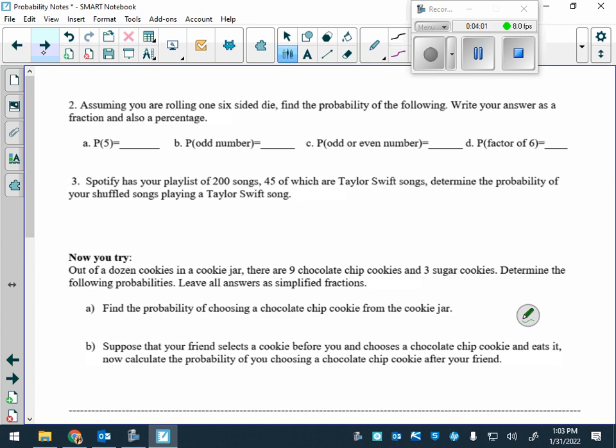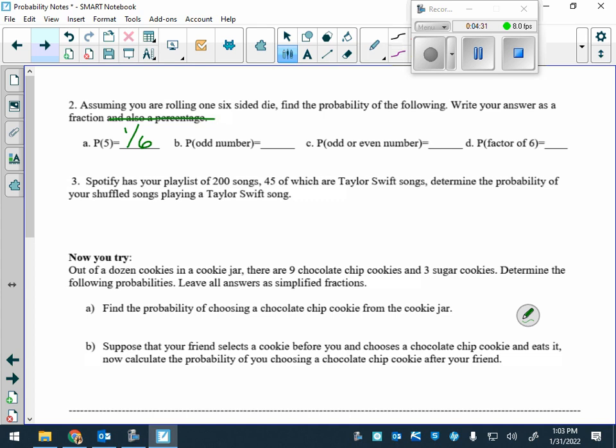Now, assuming you are rolling one 6-sided die, find the probability of the following, write your answer as a fraction. We're going to ignore the percentage because we don't need to do that right now. What is the probability of rolling a 5? Liam? 1/6. Good.